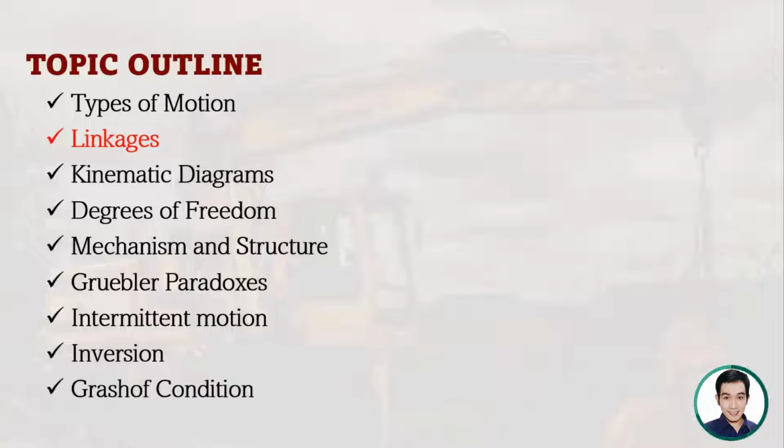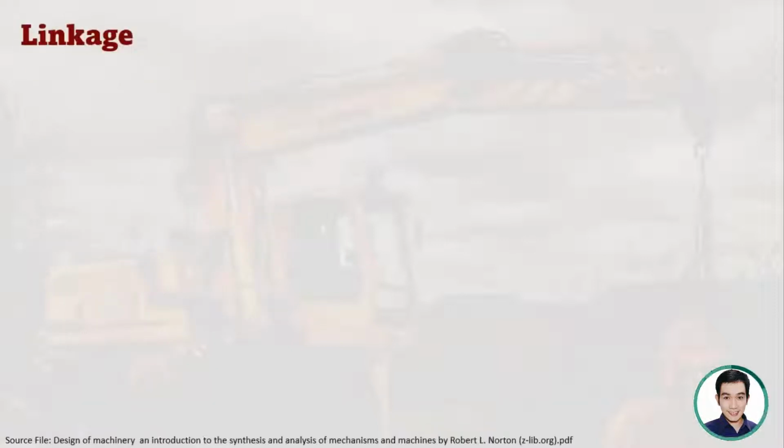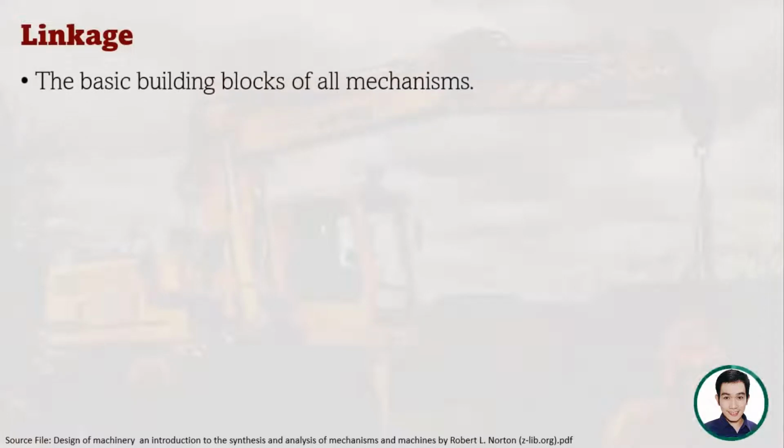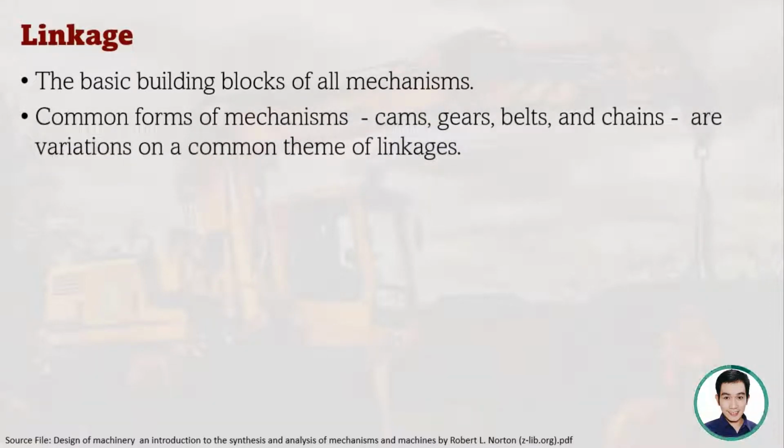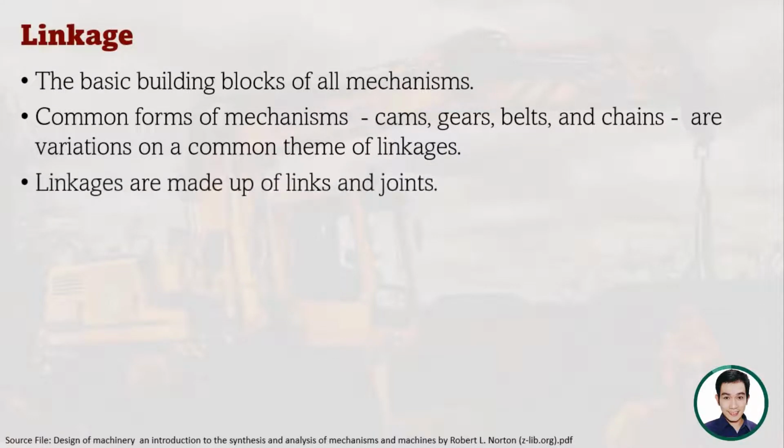linkages. In linkages, we'll talk about two important concepts, the concept of links and the concept of joints. So let us first define linkage. Linkage is the basic building block of all mechanisms. The common forms of mechanisms such as cams, gears, belts, and chains are variations on a common theme of linkages. So they are composed of linkages. Linkages are made up of links and joints.